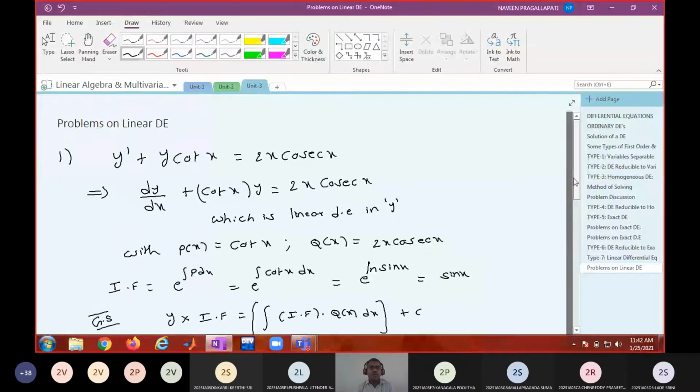Yes. Now, if I add some condition here, let us say y of 0 equal to 1. What is this condition called? I told you types of differential equations. What is this condition called?